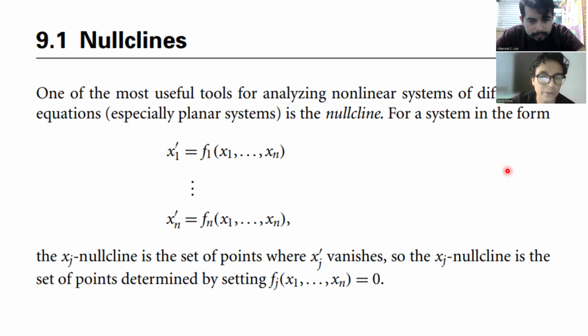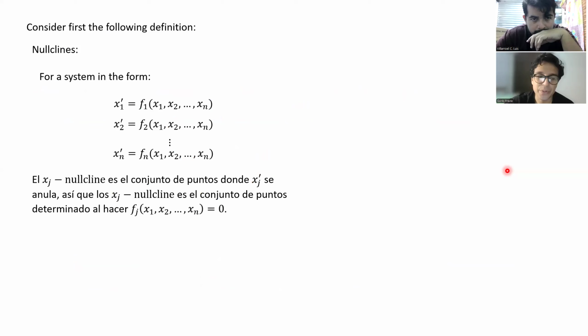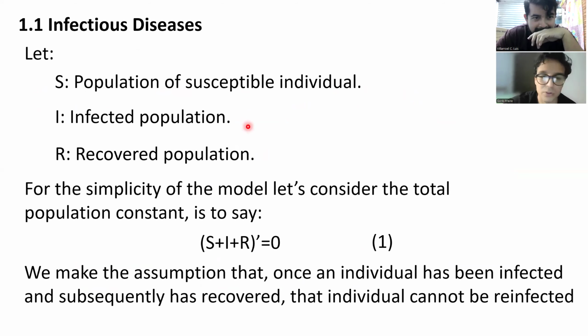Then the xj nullcline is called the set of points where the derivative of xj vanishes. So the xj nullcline is the set of points determined by setting the function fj to 0. Okay. This is the same definition that I just explained. So that is the nullcline that is essential for these kinds of problems.